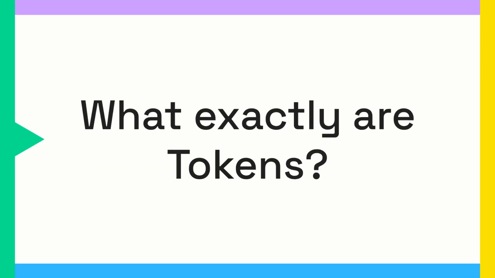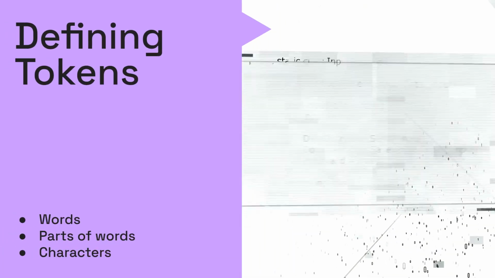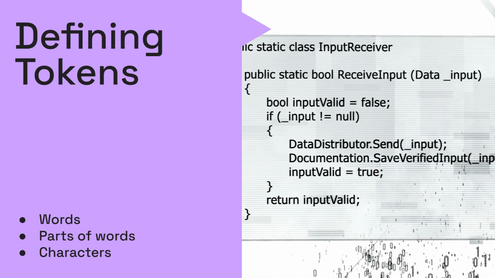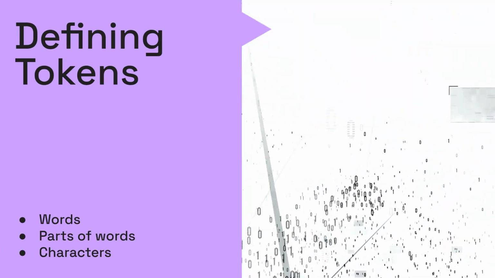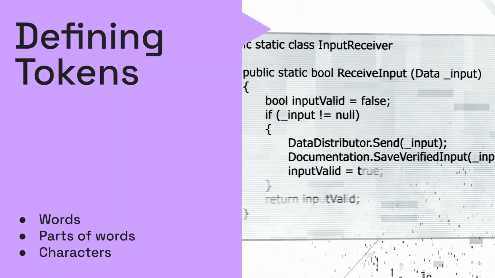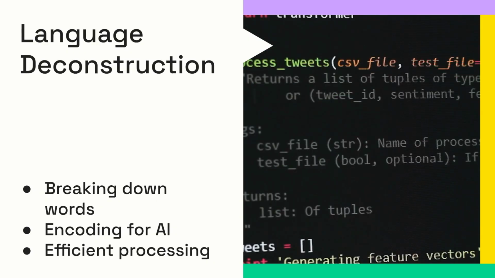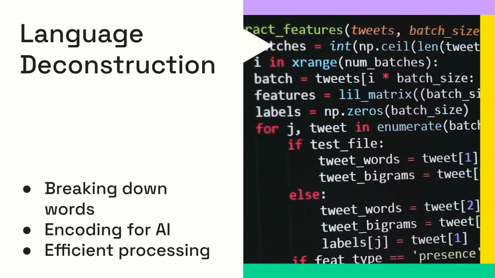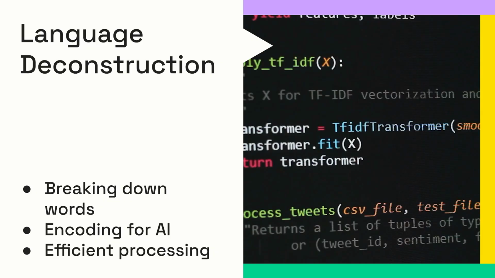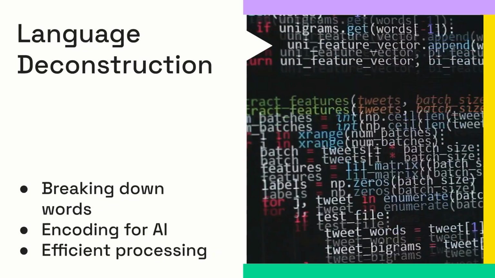Let's define what a token is in the context of Claude and AI language processing. Simply put, tokens are the basic units of data that AI models process. They can represent full words, parts of words, or even individual characters. The process involves breaking down complex human language into these smaller, digestible tokens, allowing Claude to efficiently analyze and generate text based on mathematical representations.